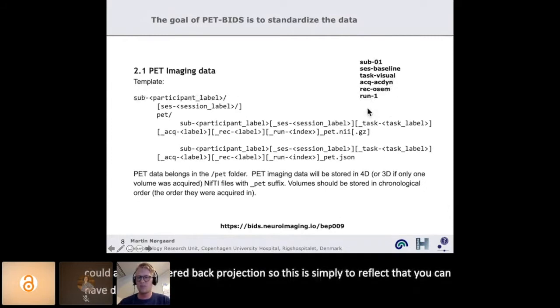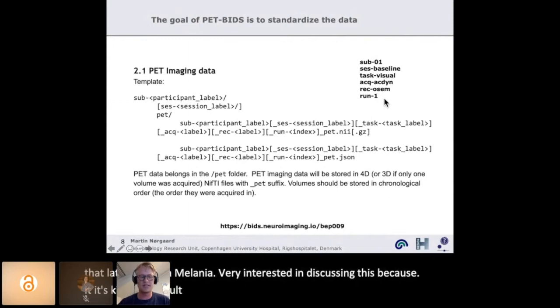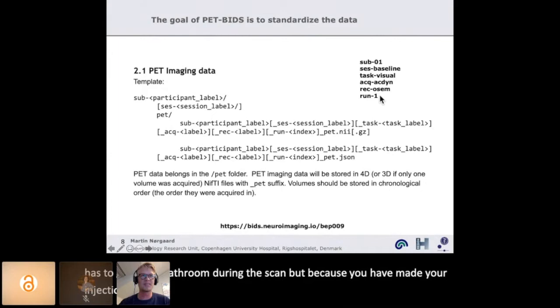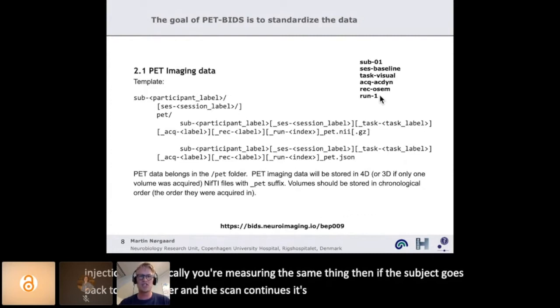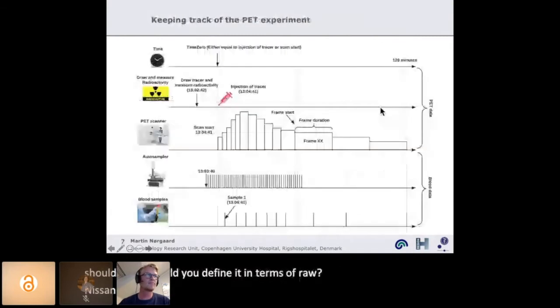And then finally, the run label, and I'll get back to that later, as Melanie and I are very interested in discussing this, because it's kind of difficult to define. You can imagine a case where the person has to go to the bathroom during the scan, but because you have made your injection and basically you're measuring the same thing, if the subject goes back to the scanner and the scan continues, it's actually still the same session, but how should you define it in terms of runs? And we can discuss that later.